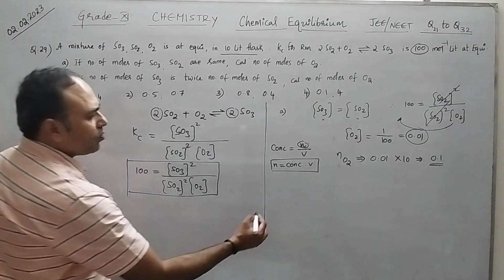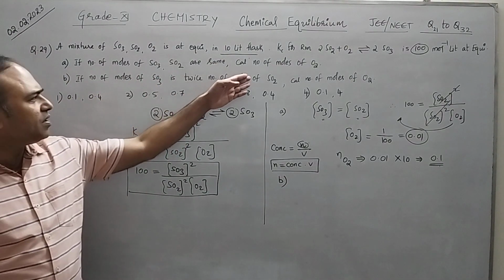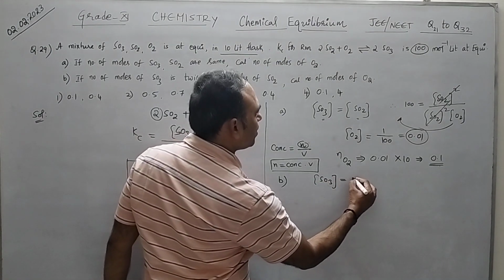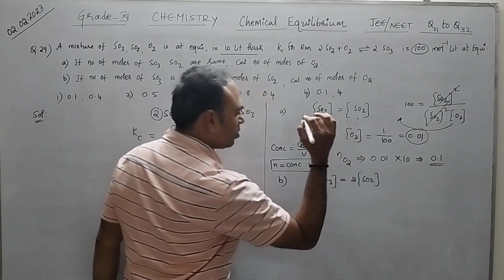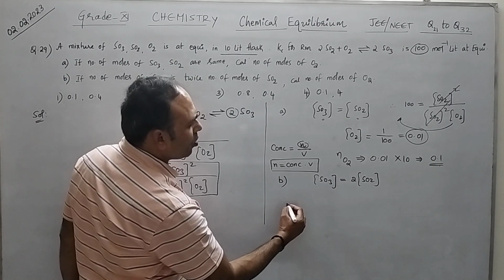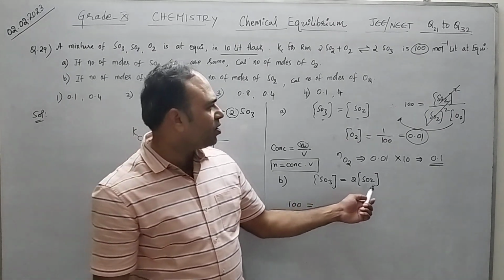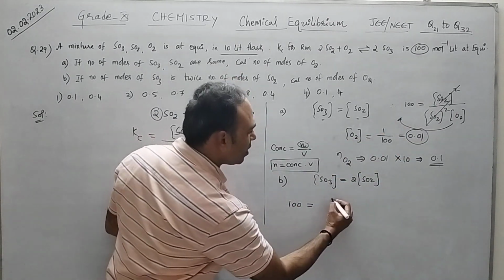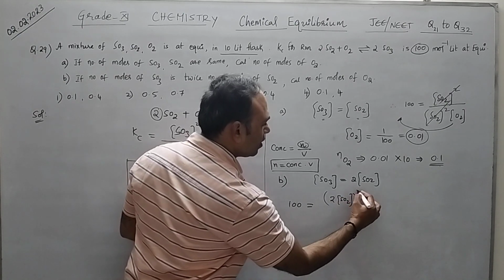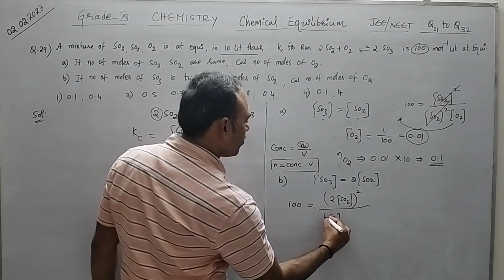Now, what is B? They have given that the number of moles of SO3, or concentration, is twice that of SO2. So we can take it like this: SO3 is equal to 2 into the concentration of SO2. Substitute in the formula, and what do you get? We get Kc, nothing but 100 is equal to, in the place of SO3 you substitute SO2 into 2, therefore 2 times the concentration of this, the whole thing squared, by, here you have SO2 squared.